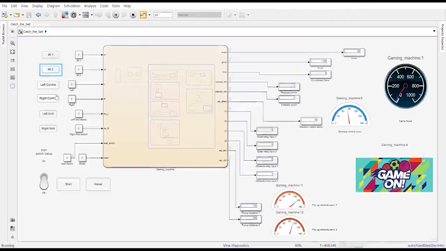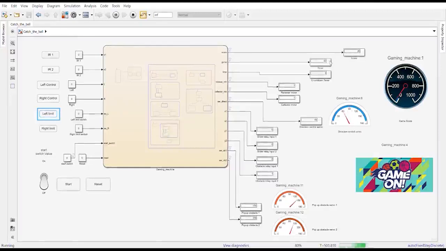And there are left and right control buttons for the basket movement. When I press this left button, the symbol x1 becomes 1. That means the motor starts to rotate in an anti-clockwise direction and gives a left, linear movement. And when I press this right control button, the symbol x2 becomes 1 and the motor rotates in the clockwise direction to give a linear right motion. And we have left and right limit switches. These are pressed by the basket as it reaches the left and rightmost positions of the gaming machine. And we have a start switch and a reset switch.